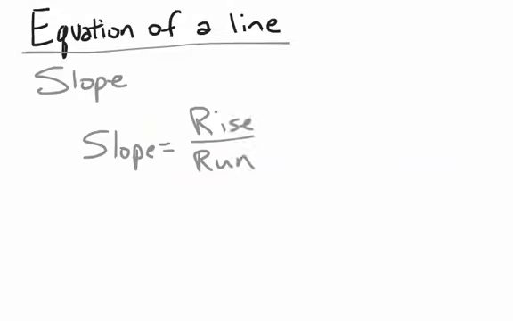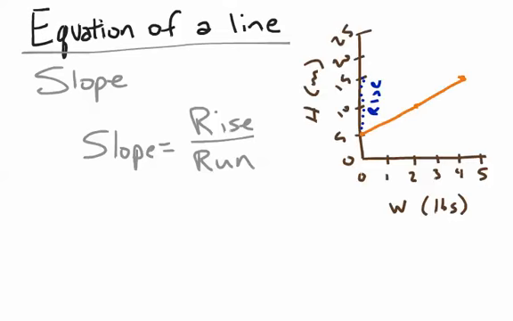Let's talk about the slope. The slope is often defined as rise over run. To understand what this means, let's take a look at a sample graph. Here we have a graph of h measured in meters and w measured in pounds. We can see on the graph that the rise is how much it goes from one point going up vertically. Here we see the rise is from 5 to 15.